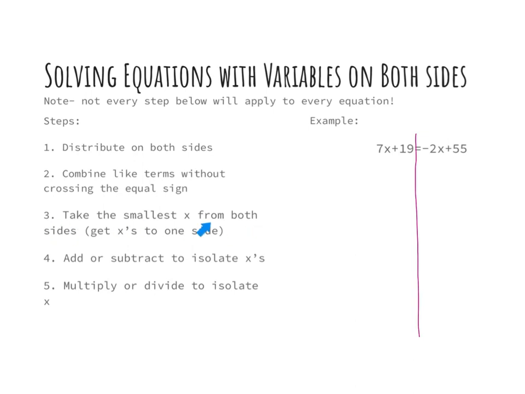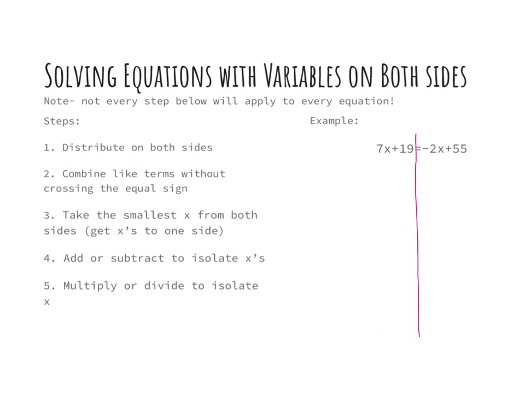The next one is take the smallest x from both sides. Now, that's a good guideline. However, what you really want to do is get all of your x's to one side and all of your numbers to the opposite side. If you take the smallest x from both sides, then you can avoid having a negative x. But if you have a negative x, you just divide by a negative. So it really doesn't matter what side you put the x's or the numbers on, just as long as you get the x's to one side and the numbers to the other.